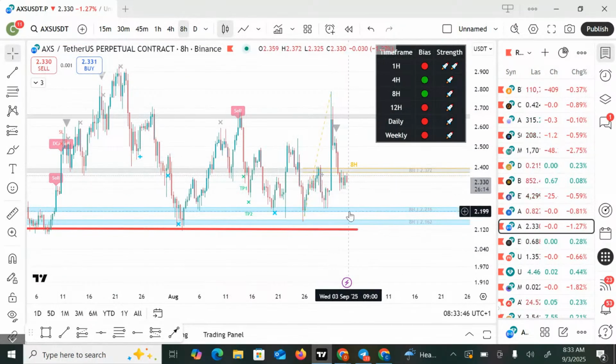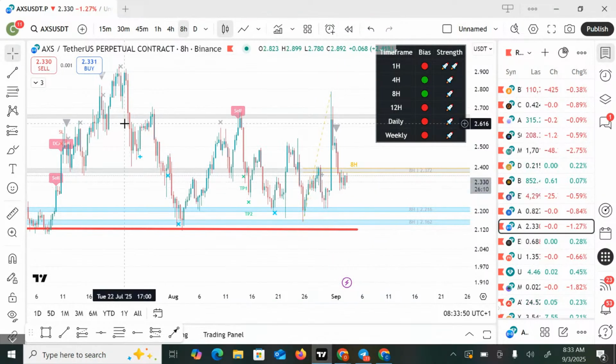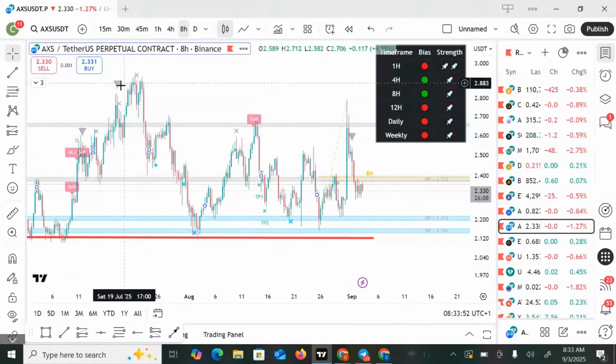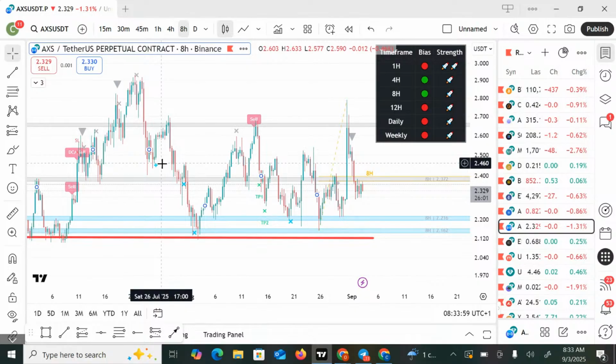You can see it's still reacting. It's looking for how it will come back here. Look at it, it's still reacting here. Only here it broke out and went back down. This is what we call a liquidity tap. You will know this one over time in trading.